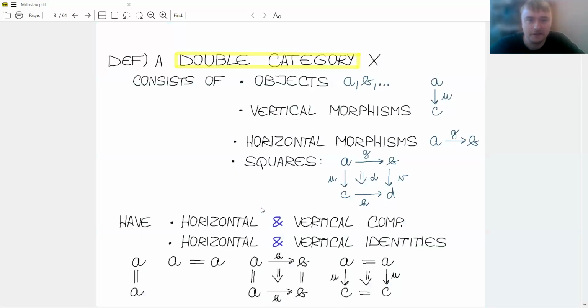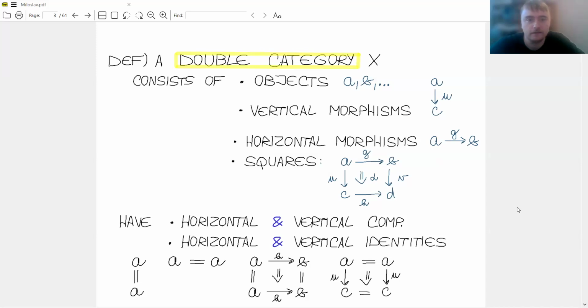So, let me recall a double category. It's a structure that consists of objects, vertical morphisms, horizontal morphisms, and squares. You have two kinds of compositions, horizontal and vertical: you can compose squares, you can compose vertical morphisms, and you can compose horizontal morphisms. Each of these compositions is associative and unital.